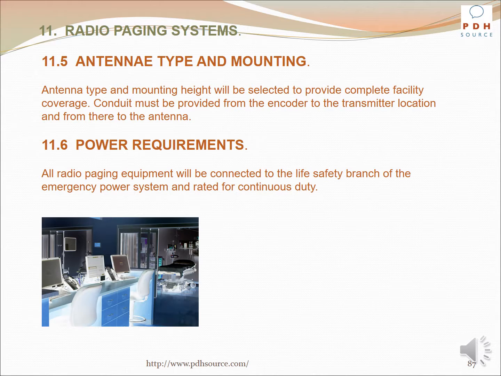Antenna type and mounting height will be selected to provide complete facility coverage. Conduit must be provided from the encoder to the transmitter location and from there to the antenna. All radio paging equipment will be connected to the life safety branch of the emergency power system and rated for continuous duty.